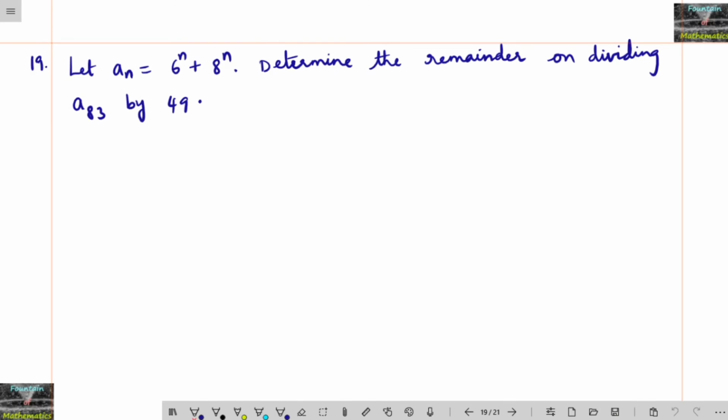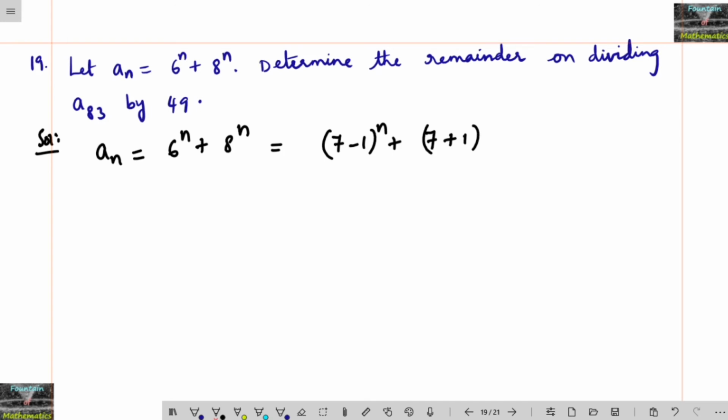Let a_n equal 6 power n plus 8 power n. Determine the remainder on dividing a_83 by 49. Okay, so what is given here? Given a_n is equal to 6 to the power of n plus 8 to the power of n. So 6 power n we can write as (7 minus 1) whole power n, and this 8 power n we can write as (7 plus 1) whole to the power of n.